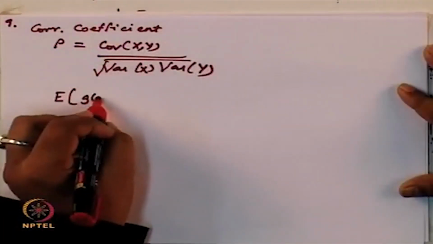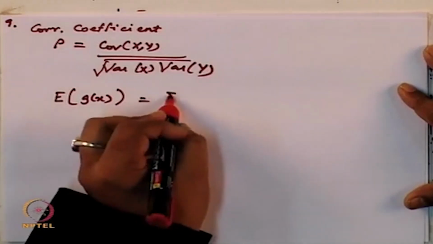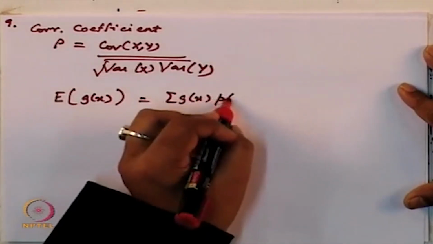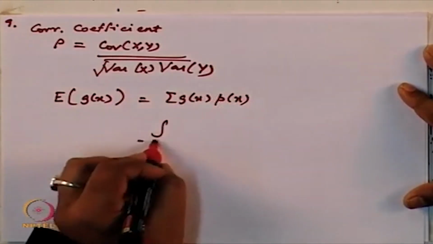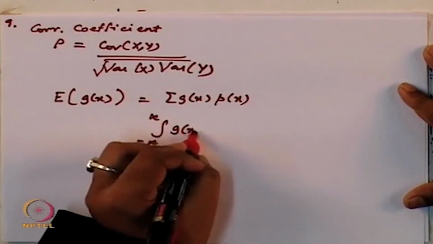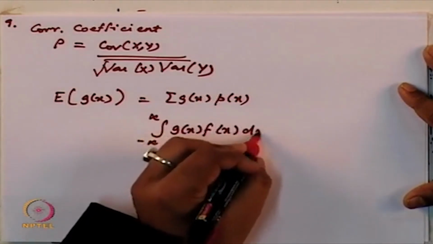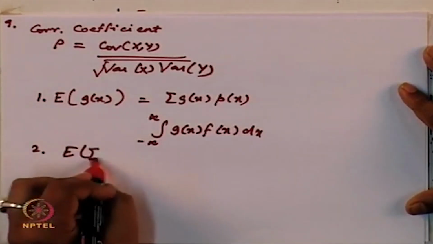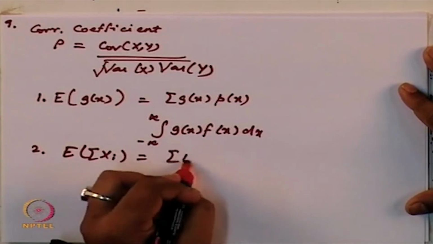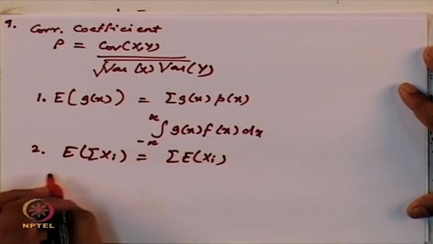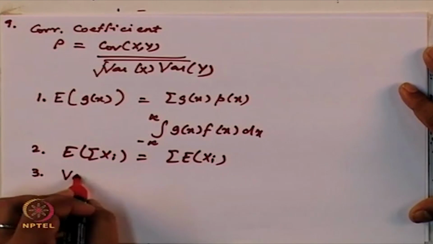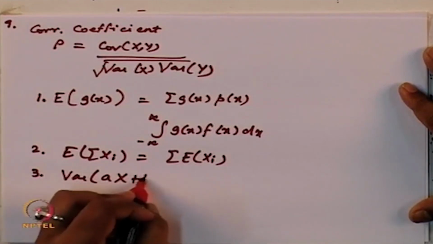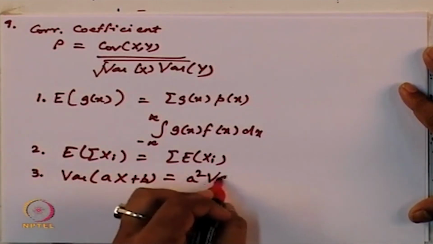So, two important things to take away from this class: you use this general expression E of g of x is nothing but summation g of x p of x, or integral, okay, g of x f of x dx. This is one thing to remember. You can write E of summation xi as summation E of xi. Okay. You can write variance of a x plus b is a square variance of x.